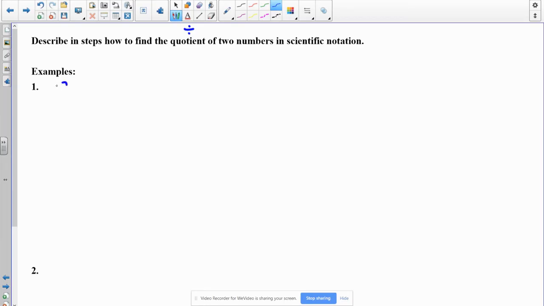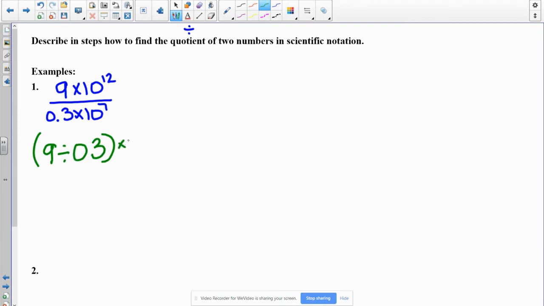Our first example, we'll go 9 times 10 to the 12th power, and we're going to divide that by 3/10 times 10 to the 7th power. So the steps of division is that we're going to divide these lovely little mantissas. So technically we're going to take 9 divided by 3/10. And then we have 10 to the 12th divided by 10 to the 7th. So over here, we're going to divide. So 9 divided by 3/10 is 30.